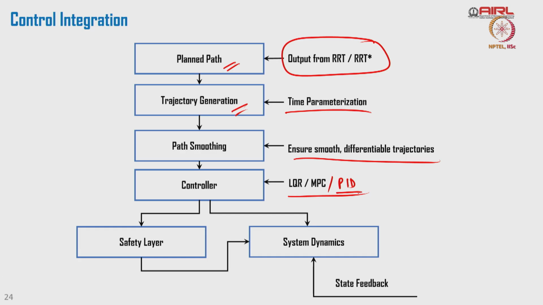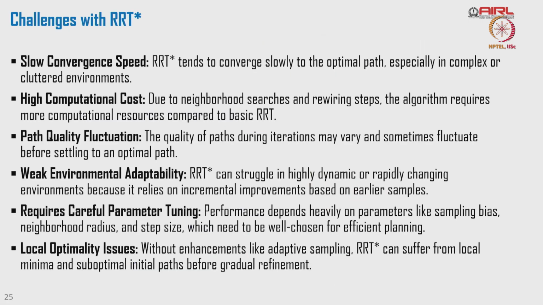After that, there can be some safety layer where obstacle avoidance will be taken care of in a more specific way, and of course, we need to consider the system dynamics of the drone which we are talking about. There will be state feedback to make the controller even more accurate. So, that is the control integration of RRT or RRT star. Once we get the path, this particular path obtained by RRT or RRT star will be followed by the controller of the drone, and that is how we make use of it.